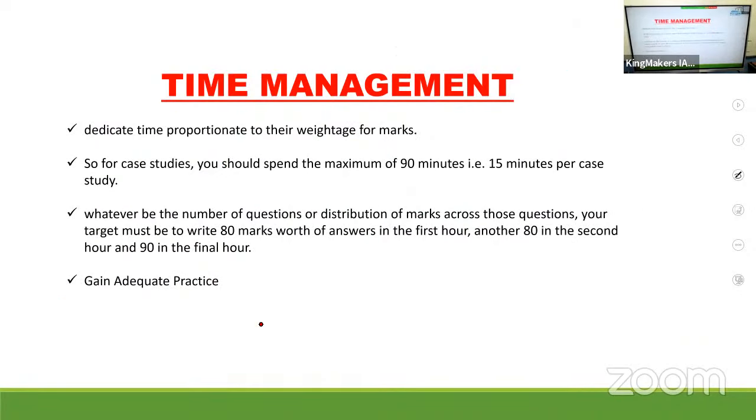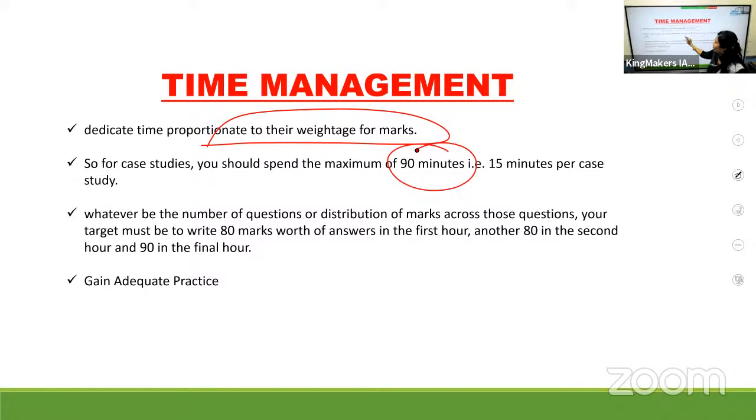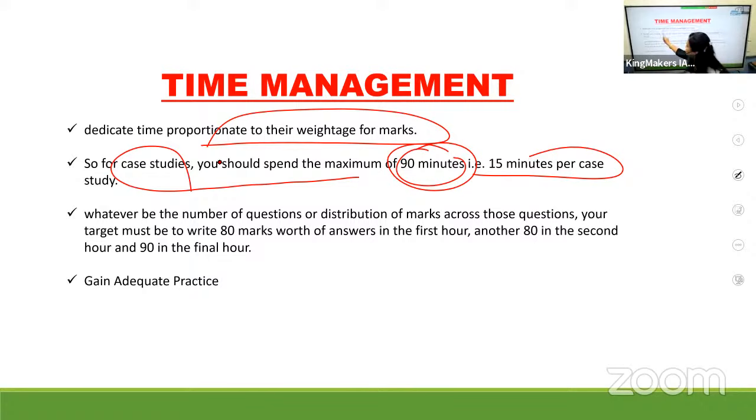Next, time management. How to do this time management? First of all, dedicate your time proportions. You should spend about 90 minutes on this case study, but again it depends on what speed you have in your answer writing. This is calculated on an average speed, so I am just saying 90 minutes for this, 15 minutes for the case study, okay, and the 80 marks you should complete in the first hour.